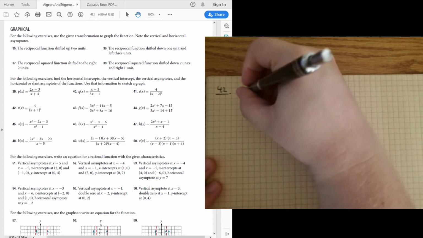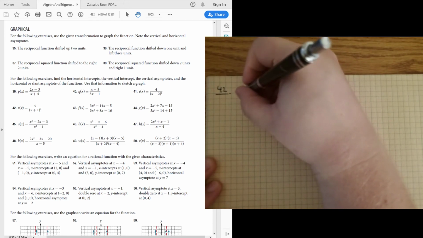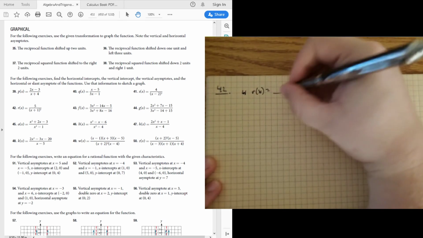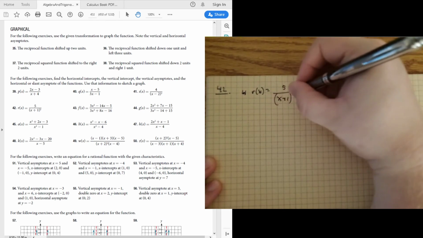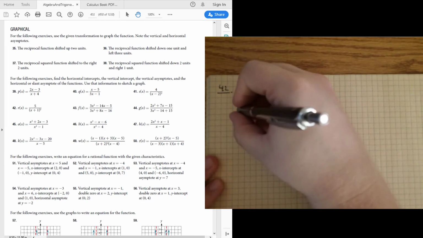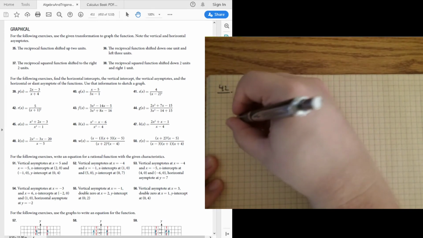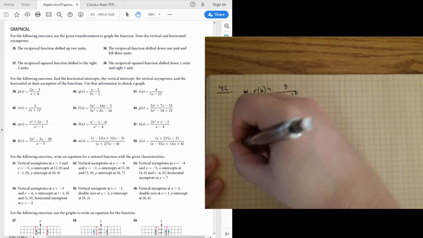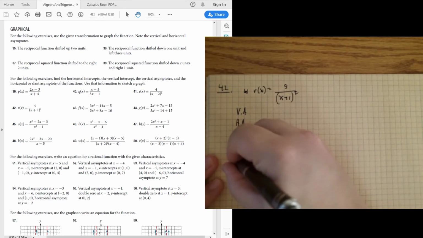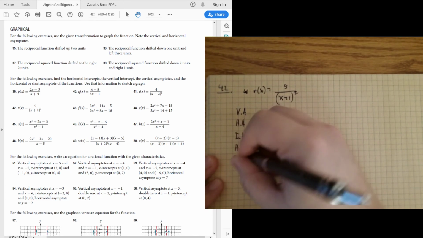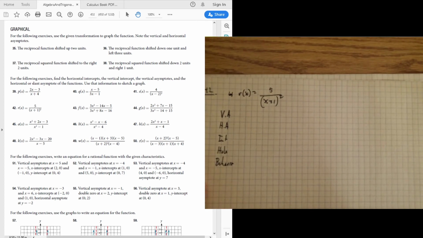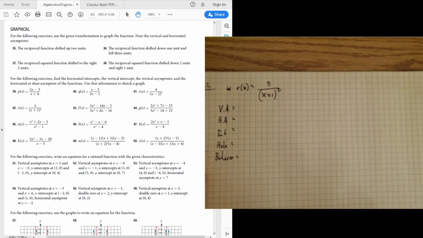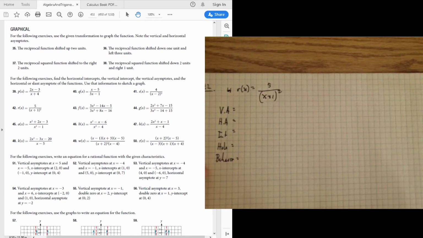So 42. On 42 we have r of x is equal to 5 over x plus 1 squared. Let's hit it. So I need to do vertical asymptotes, horizontal asymptotes, intercepts, holes, and then behavior. Behavior should be saved for last. So I like it in this order. This is my preferred order for when I graph these. Sometimes I move holes up, but otherwise that's pretty much it.